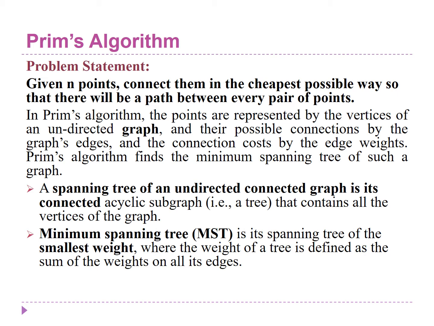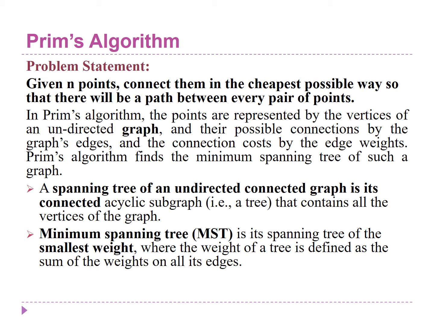So what is a spanning tree? A spanning tree of an undirected connected graph is its connected acyclic subgraph that contains all the vertices of the graph. That is, a spanning tree of an undirected graph does not contain any cycles, but it contains all the vertices of the graph. Hence, the spanning tree of an undirected connected graph is a tree.